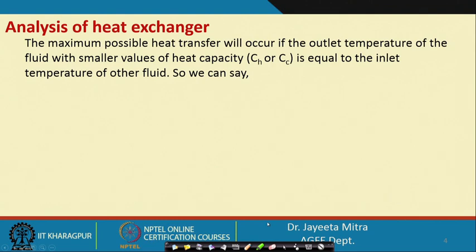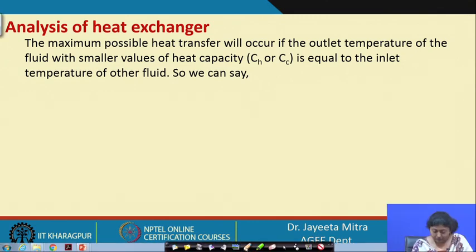Now, the maximum possible heat transfer will occur if the outlet temperature of the fluid with smaller values of heat capacity, that is either Ch or Cc, is equal to the inlet temperature of the other fluid. So, it means that the heat capacity term, Ch or Cc.